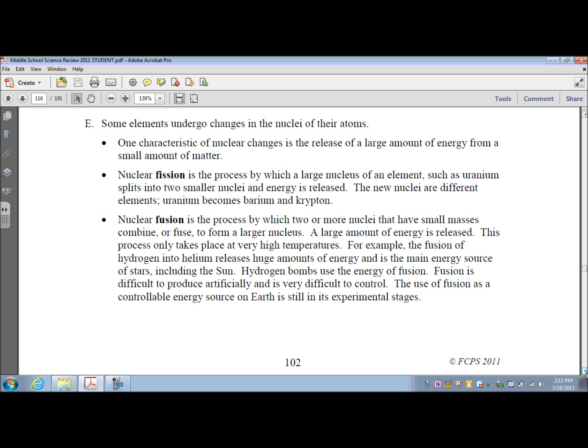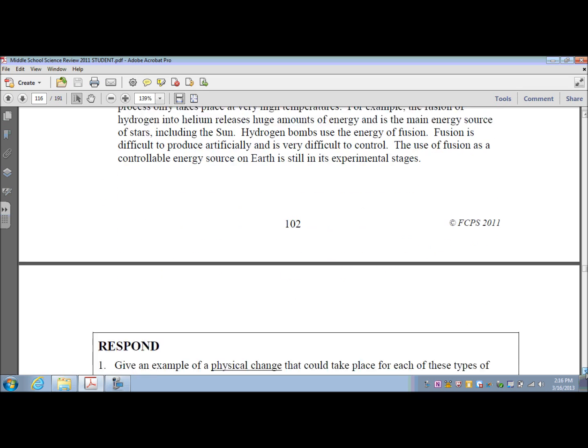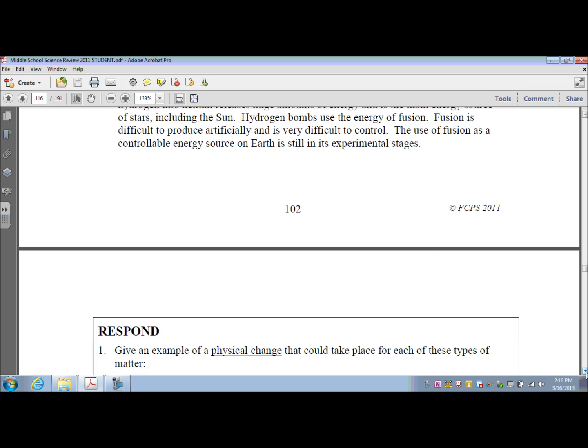For example, the fusion of hydrogen into helium releases huge amounts of energy and is the main source of energy for stars, including the sun. Hydrogen bombs use the energy of fusion. Fusion is difficult to produce artificially and is very difficult to control. The use of fusion as a controllable energy source on Earth is still in its experimental stages. This ends the Law of Conservation of Mass and Energy section.